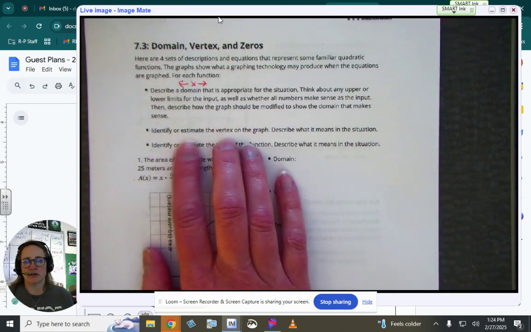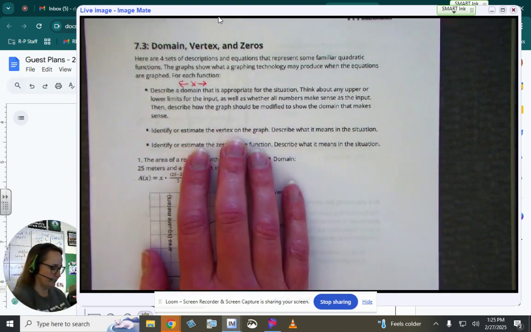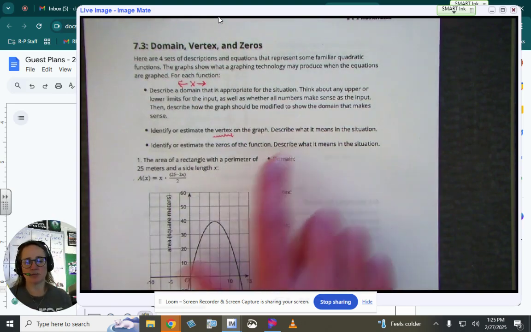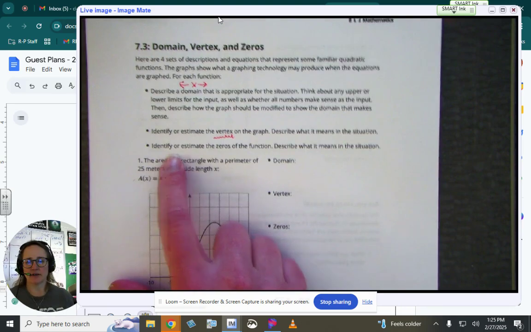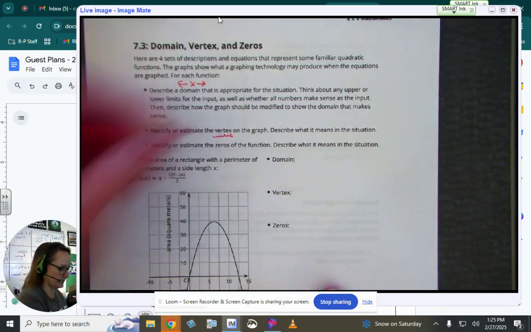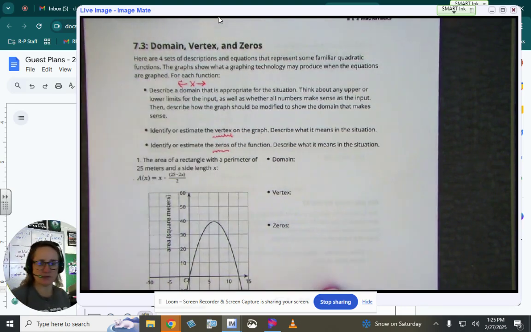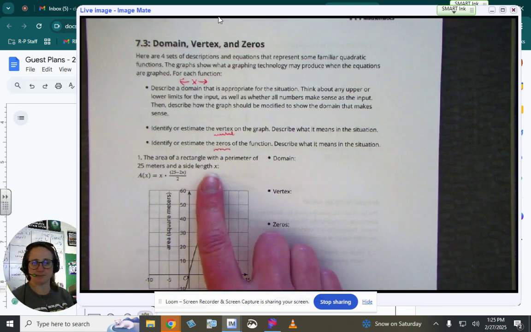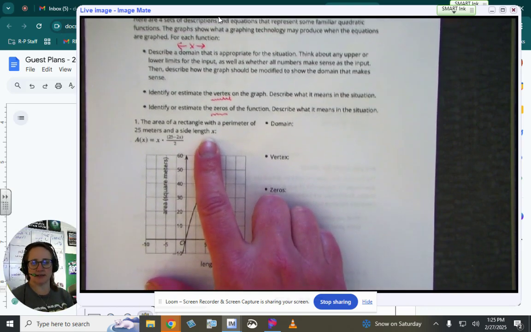We need to identify or estimate the vertex on the graph. Vertex is one of our new vocab words, and describe what it means, and then identify or estimate the zeros of the function, also kind of a new idea, okay, and what it means in this situation. So let's jump in and take a look.